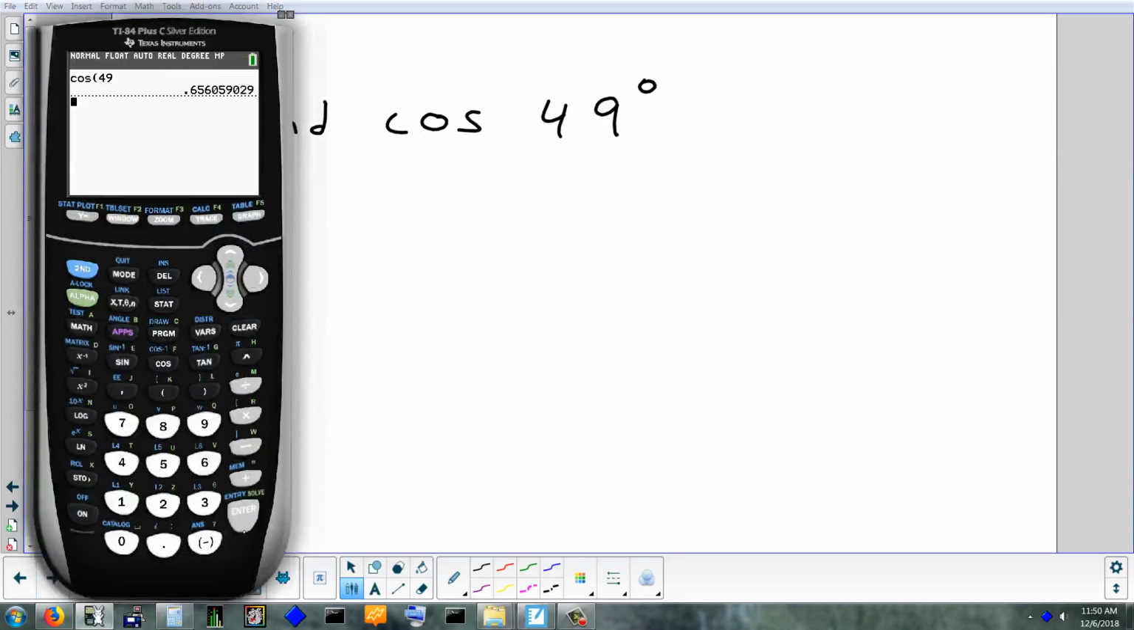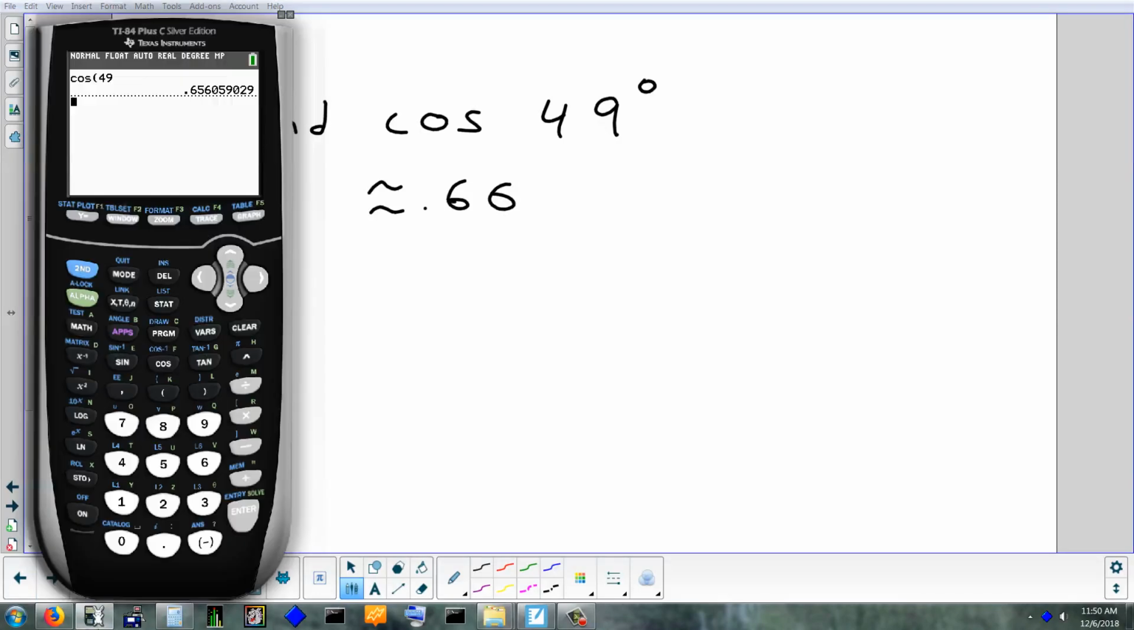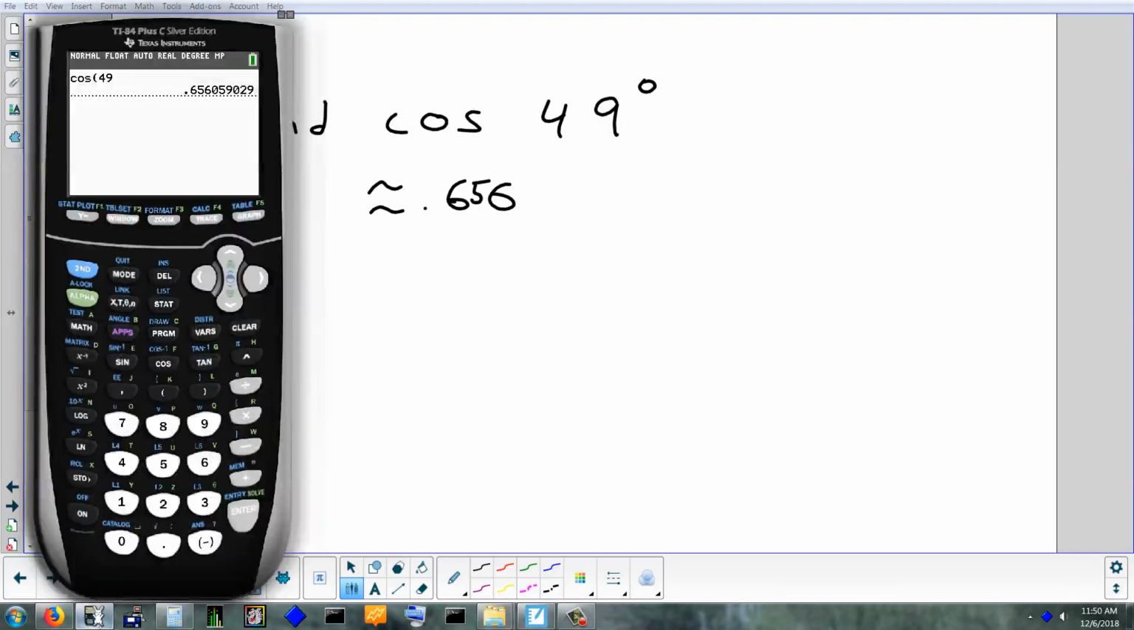And that's it, 0.66. Will you always want us to round to 2 decimal places? It could be 3 if you want me to. It could be 2 or 3. So this would be 0.656 if I did 3. But it'll be 2 or 3.